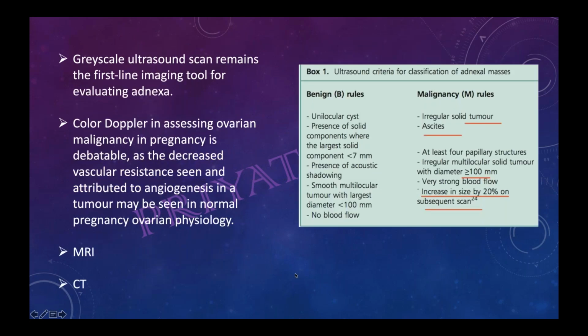Now, what could be the diagnosis? For the first line, what will you do? It will be the ultrasound scan only. But apart from ultrasound scan, consideration for Doppler can be done. But Doppler has not much value in pregnancy. Why? Because in pregnancy the vascularity is already so much because of new angiogenesis. So it has less importance. Consideration for MRI or CT scan can be done. Basically it is the USG scan.